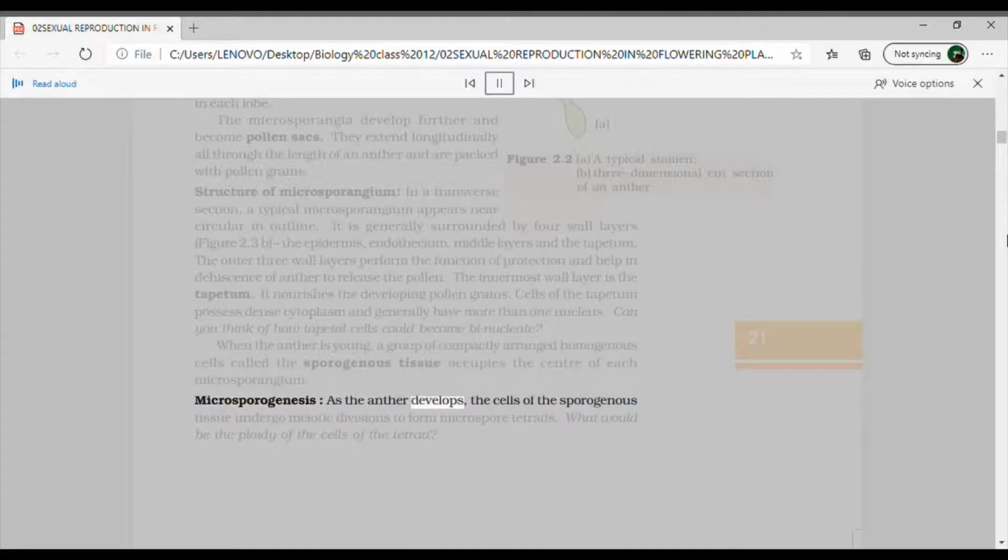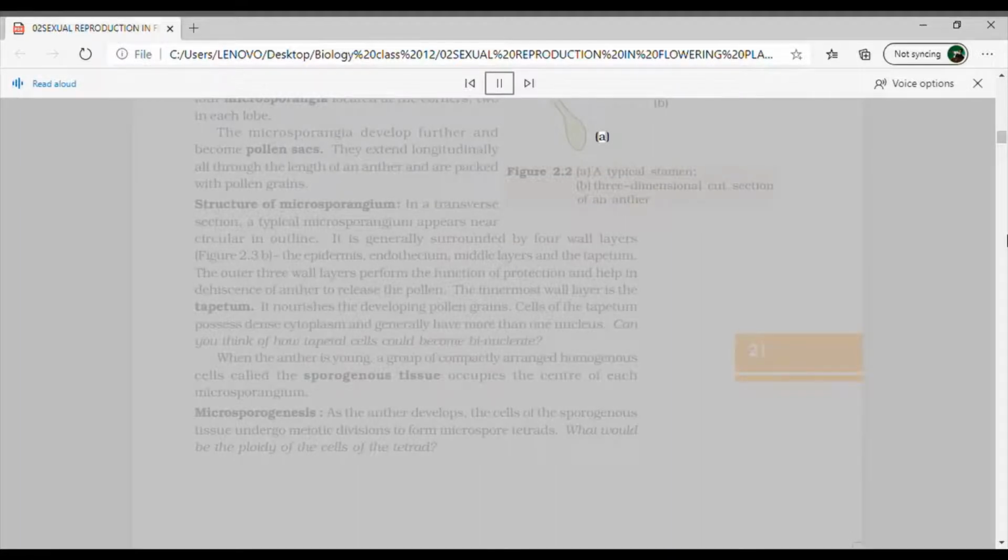Microsporogenesis. As the anther develops, the cells of the sporogenous tissue undergo meiotic divisions to form microspore tetrads. What would be the ploidy of the cells of the tetrad? Figure 2.2 A. A typical stamen. B. 3-dimensional cut section of an anther.